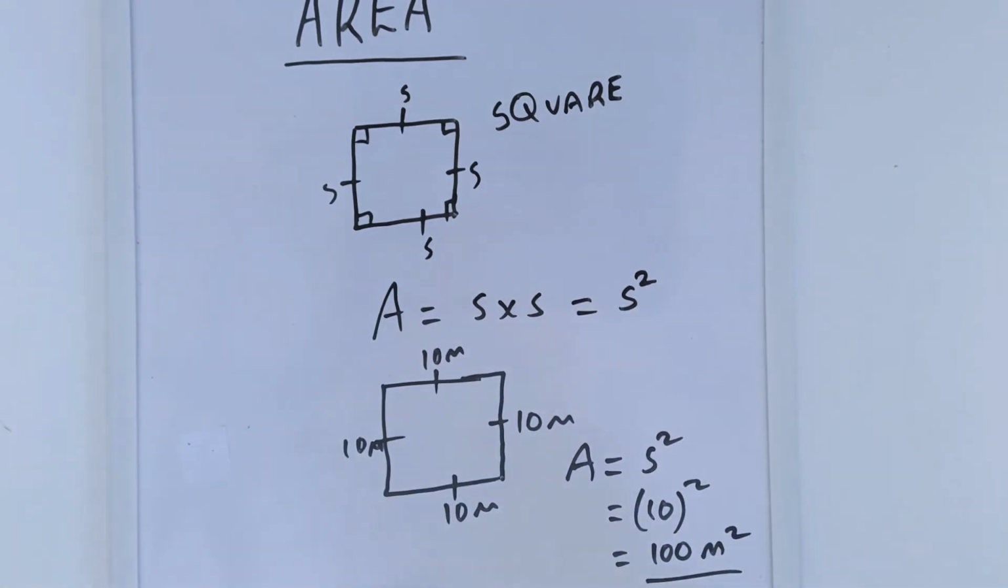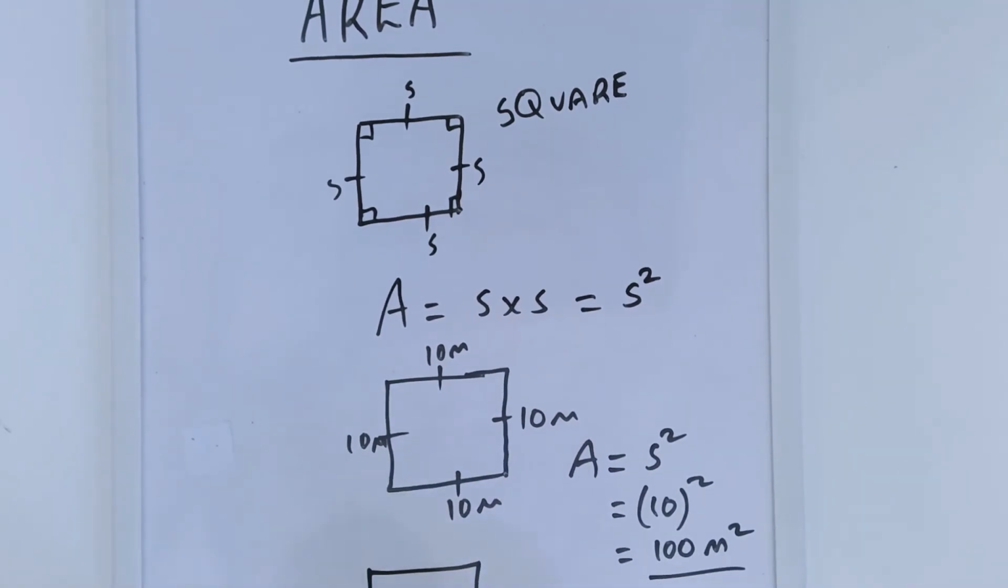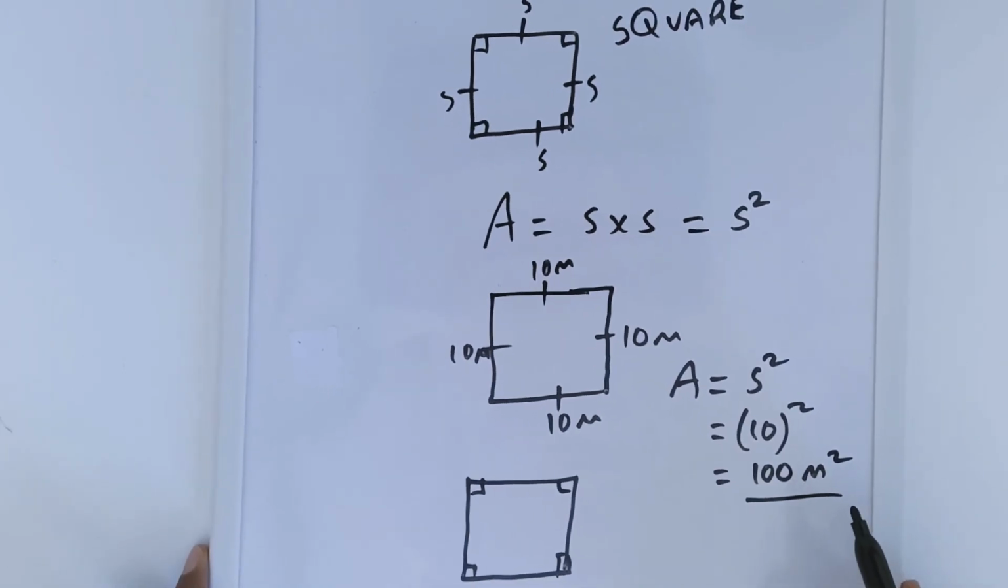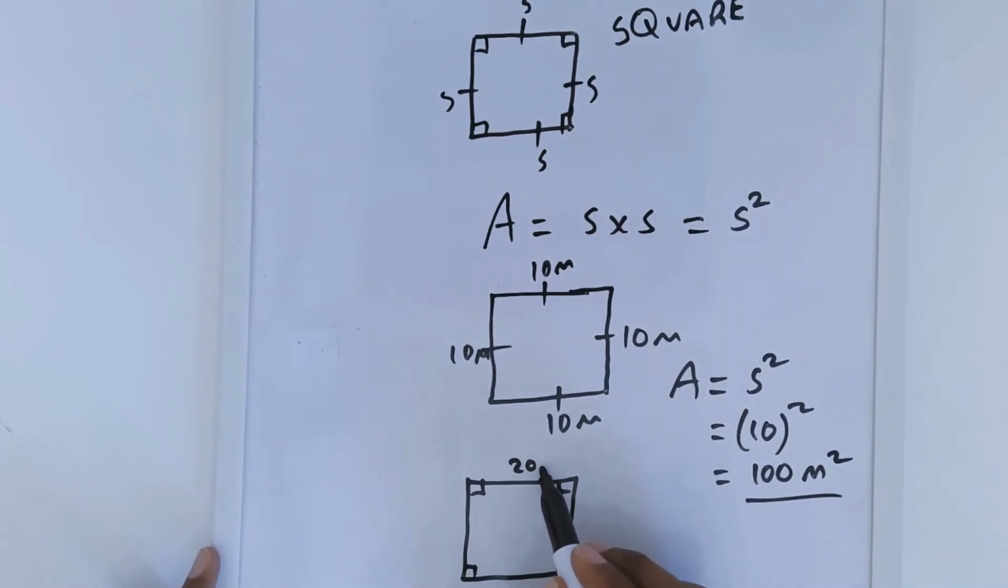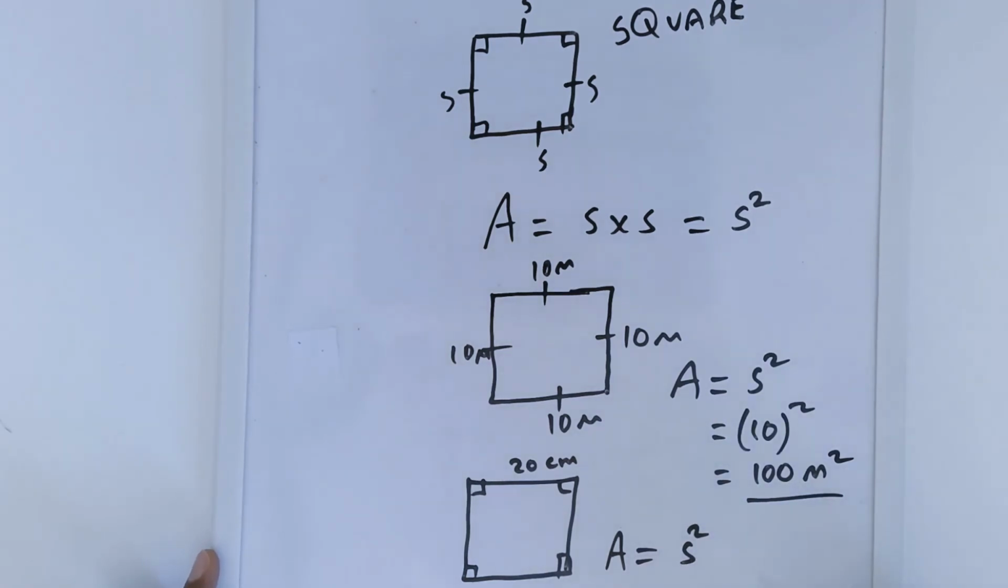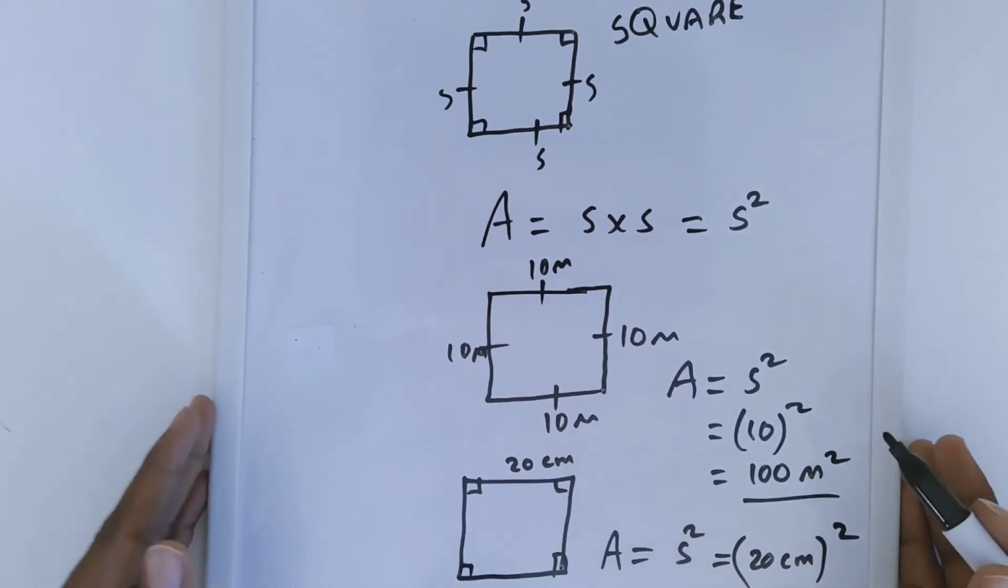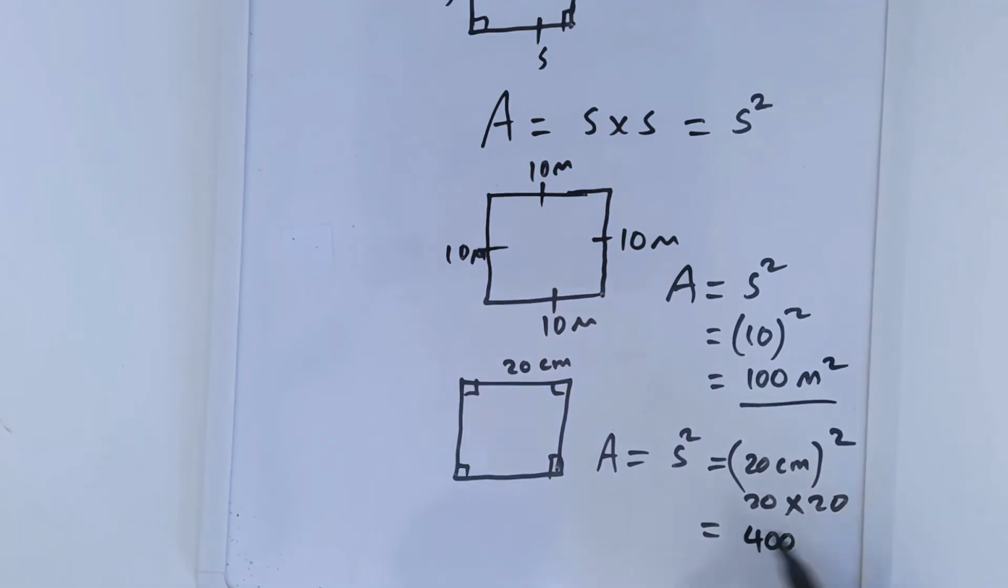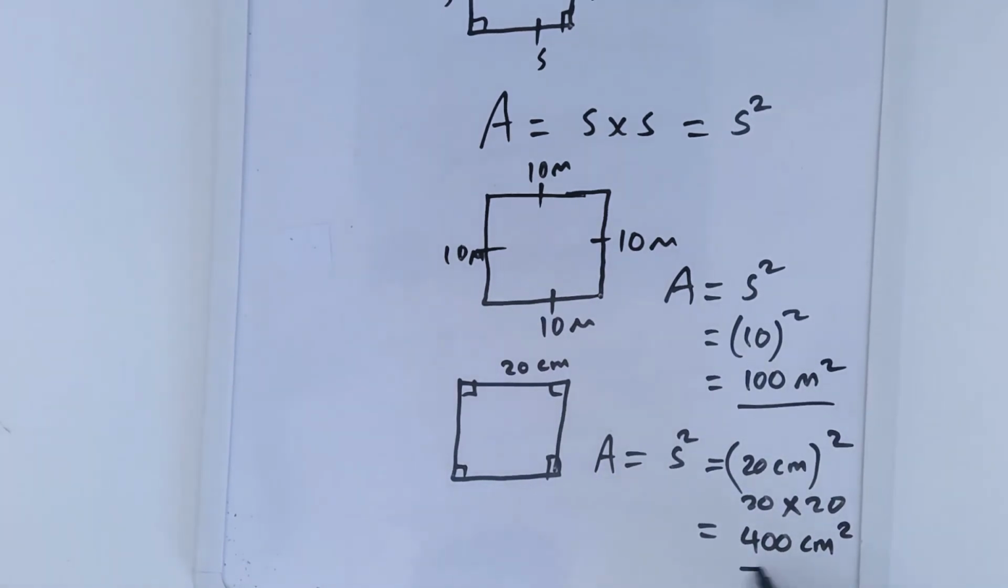Okay, so let's do one more example just to make it very clear. This is another square here, and assume that one side is 20 centimeters. In order to find the area, it is side squared, or side times side, which will be the same. So it is equal to, the side is 20 centimeters in this case. When you square that, you can also write it this way, 20 times 20, rather than putting the square at the top. So 20 times 20 will give me 400, but the unit is centimeters, so that is 400 centimeters squared. That is the area of this square.